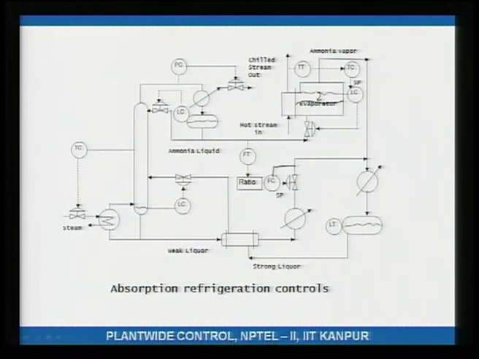Therefore, the bottoms is not available for level control of the bottoms of the column. Therefore, the bottoms level is controlled using the feed to the column. That is because this valve is no longer available. Why is it not available?